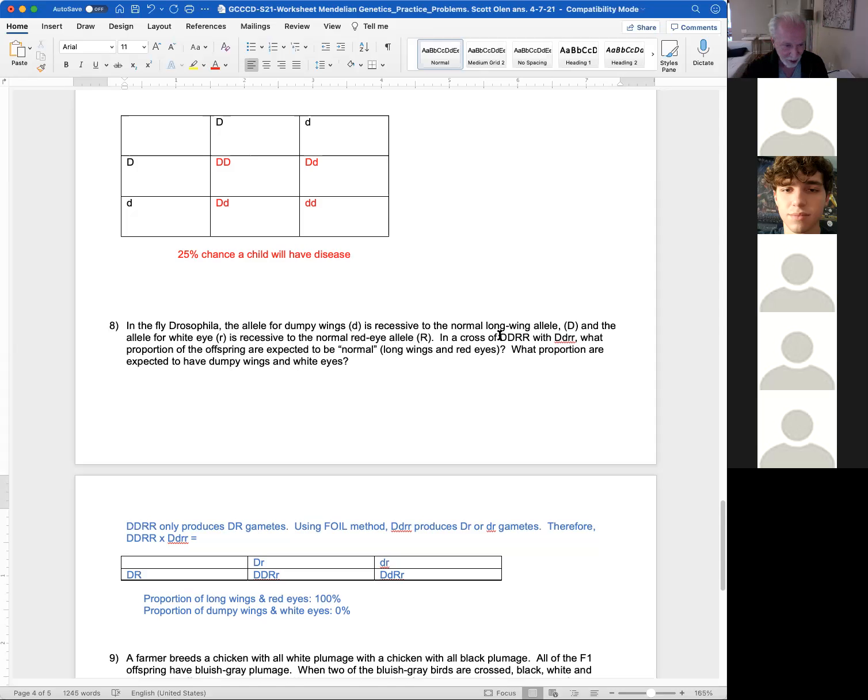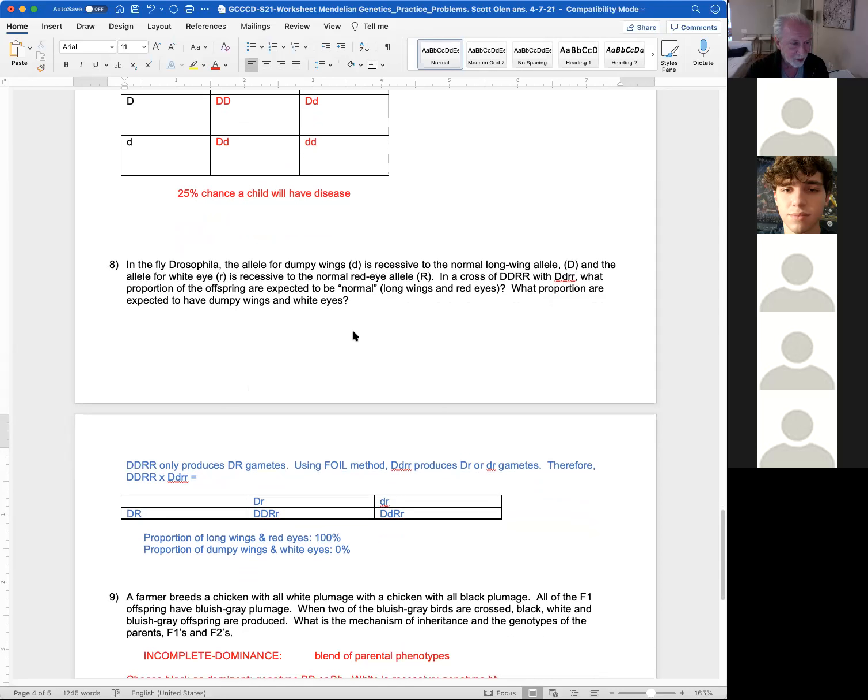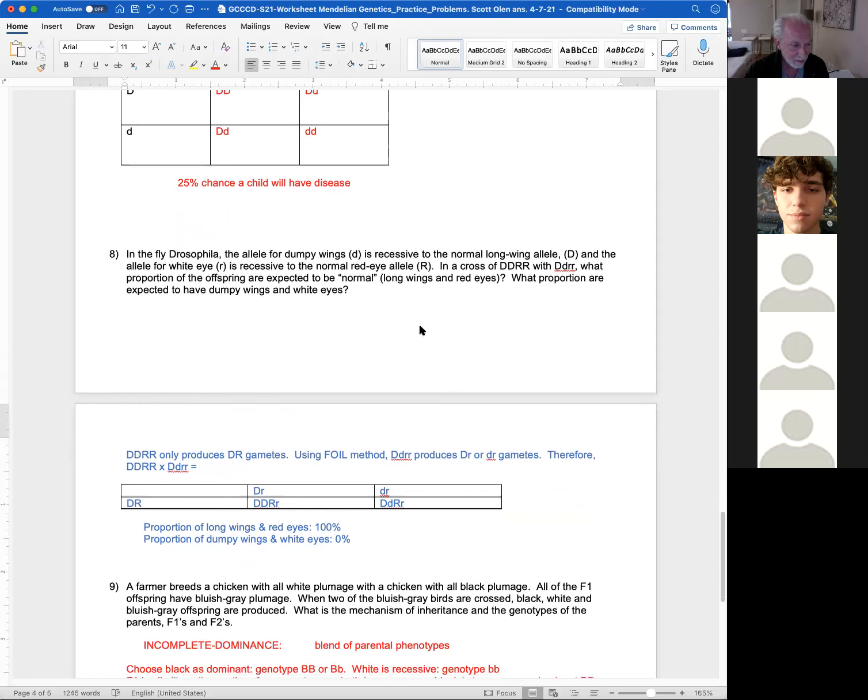So you make a cross of a homozygous dominant, big D, big D, big R, big R, with big D, big D, little r, little r. And the question is, what proportion of the offspring are expected to be normal, that is, long wings and red eyes, and what proportion are expected to have dumpy wings and white eyes?